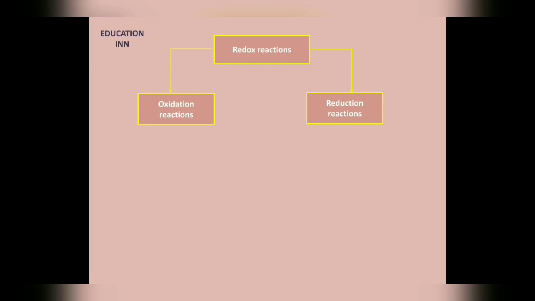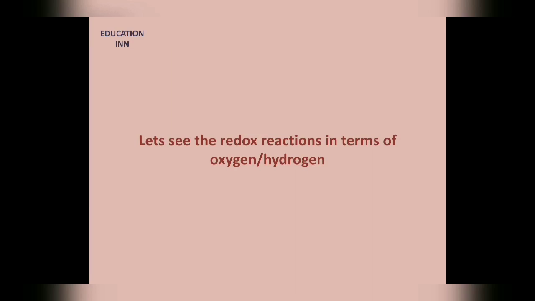Now, oxidation reactions can be explained in two different terms. Number one, in terms of oxygen and hydrogen, and number two, in terms of electrons. Same is the case for reduction reactions. They can be explained in terms of hydrogen and oxygen and in terms of electrons as well. Let's see redox reactions in terms of hydrogen and oxygen.